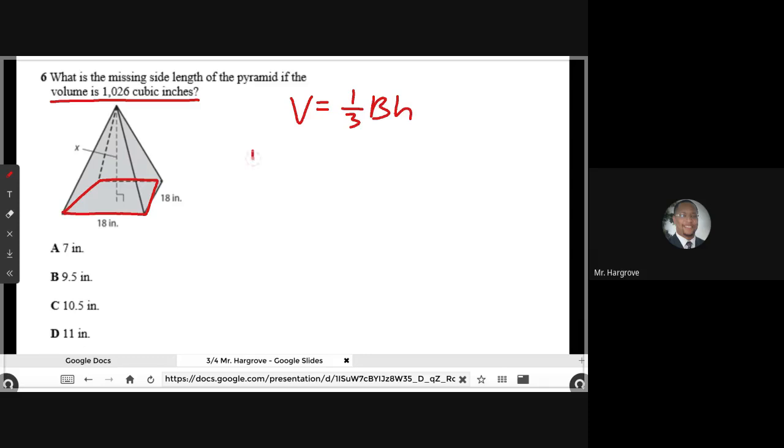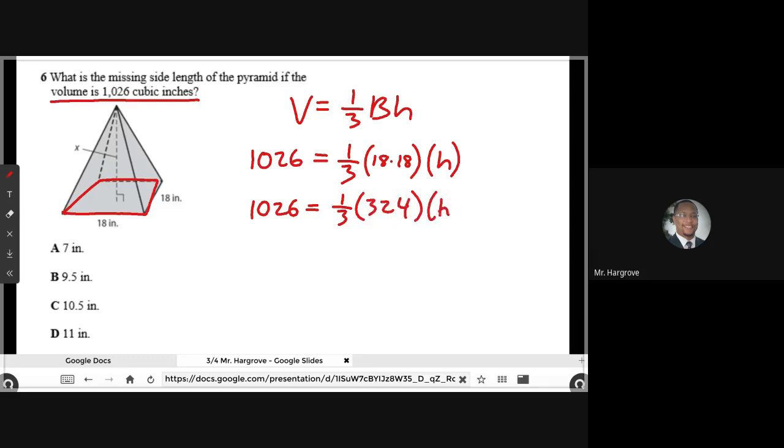So for volume, since I know what it is, I'm going to plug it in. I'm going to say 1026 equals 1/3. The area of the base is a square, so we're just going to do 18 times 18 to find the area of the square. The height, I don't know, so I'm just going to leave it as H. Then let's multiply 18 times 18. Let's write the other stuff as well. So it's 1/3, and 18 times 18 equals 324.